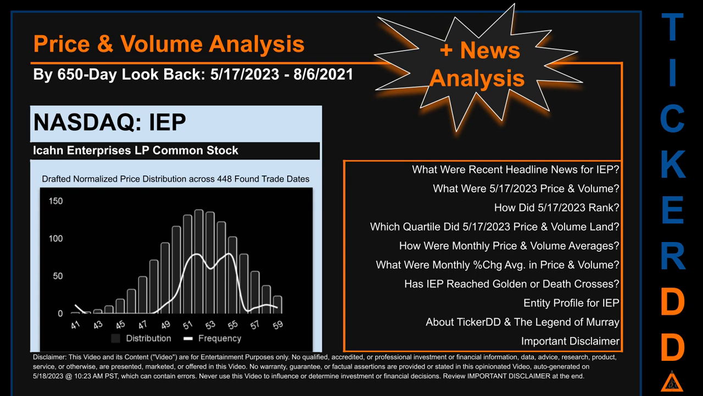IEP went public on July 23, 1987, which was roughly 35 years and 10 months ago. Looking back 650 calendar days from Wednesday, May 17, 2023 to Friday, August 6, 2021, we found 448 applicable trade dates for use in our analysis.